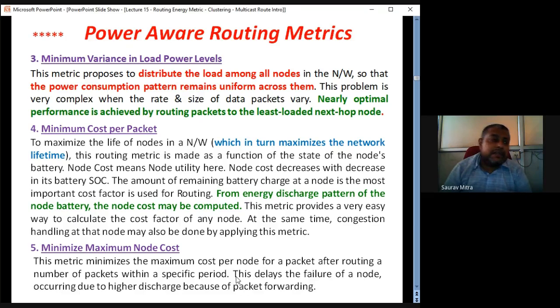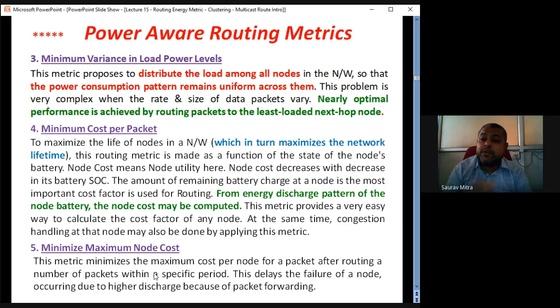So for routing, timing is also important, that is, within how much time we are transmitting all the packets through it. Within that period of time, the maximum amount of packets has to be transmitted, and for that maximum packet transmission, we should be able to use a minimum amount of energy. That is the fifth point.